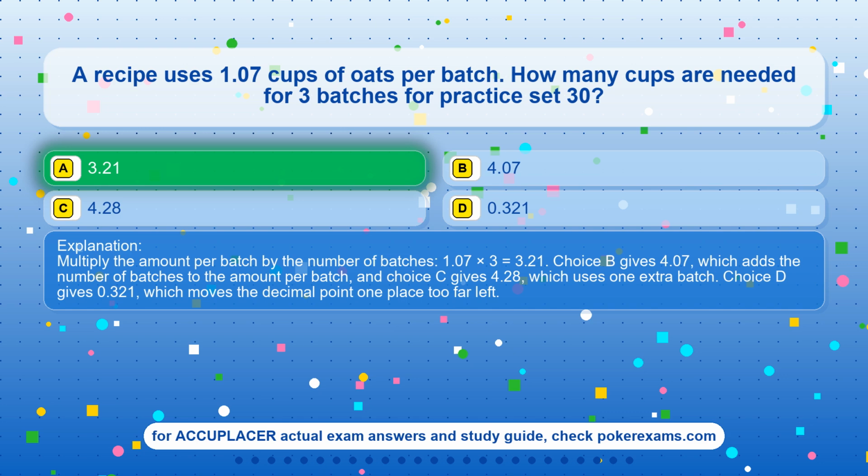Multiply the amount per batch by the number of batches. 1.07 times 3 equals 3.21. Choice B gives 4.07, which adds the number of batches to the amount per batch, and choice C gives 4.28, which uses one extra batch. Choice D gives 0.321, which moves the decimal point one place too far left.